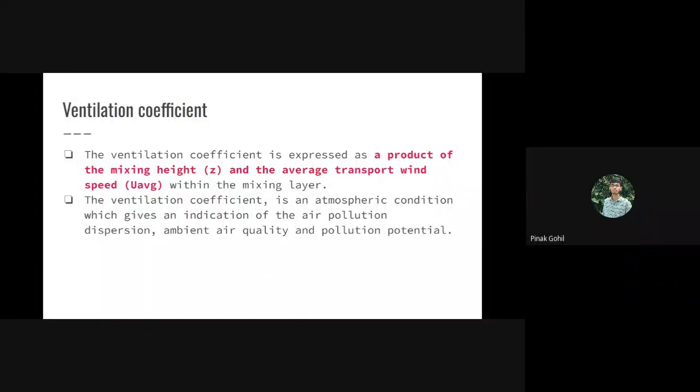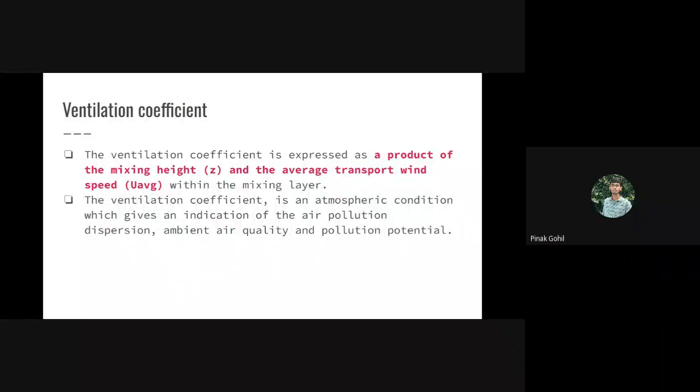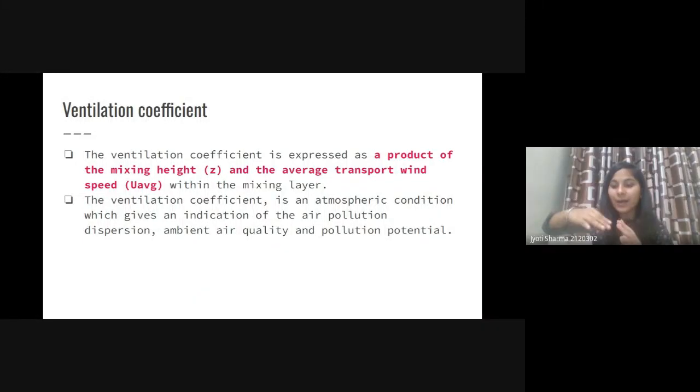You mean to say lofting plume? Lofting plume is a different plume, but I'm talking about just the height. For example, up to 2 kilometers your plume can rise vertically, and after that the air will be so cold that your plume can't rise vertically. So mixing height is that height up to which your plume can rise vertically.